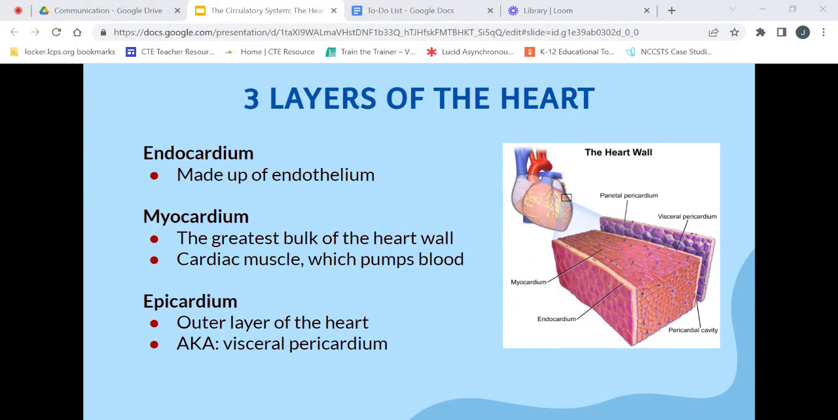cells. The myocardium is the greatest bulk of the heart wall. It's the cardiac muscle which pumps the blood to the body. The epicardium is the outer layer of the heart, and it's also known as the visceral pericardium. So it's the inner layer of the two-layered pericardium. The two layers are separated by a potential space, the pericardial cavity. The outer layer, the parietal pericardium, forms a strong sac for the heart and helps anchor it within the thorax.